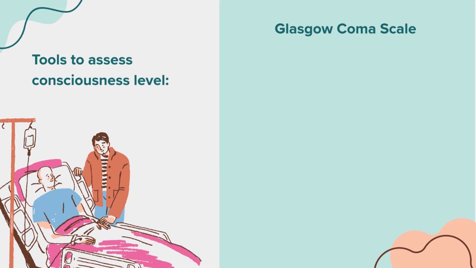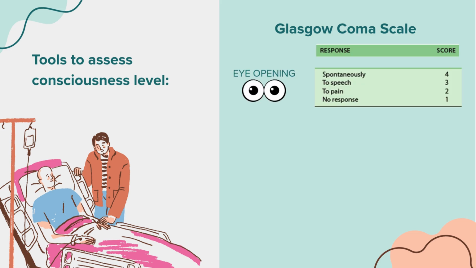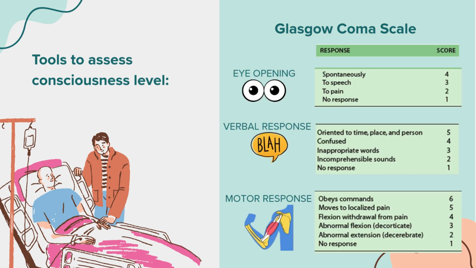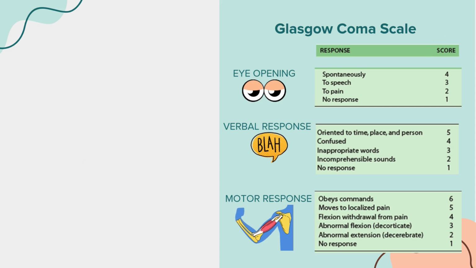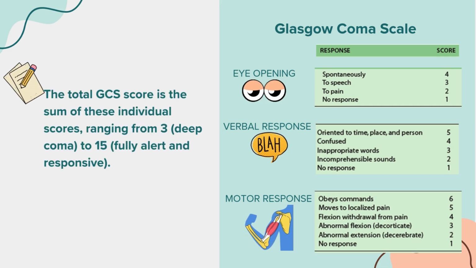2. Glasgow Coma Scale. The scale provides a standardized, objective way to assess and monitor a person's level of responsiveness by evaluating eye-opening, verbal, and motor responses. The GCS score helps healthcare professionals gauge the severity of a patient's condition and track changes over time, with higher scores indicating better responsiveness. Each component is assigned a numerical score based on the patient's response. The total GCS score is the sum of these individual scores, ranging from 3, deep coma, to 15, fully alert and responsive.